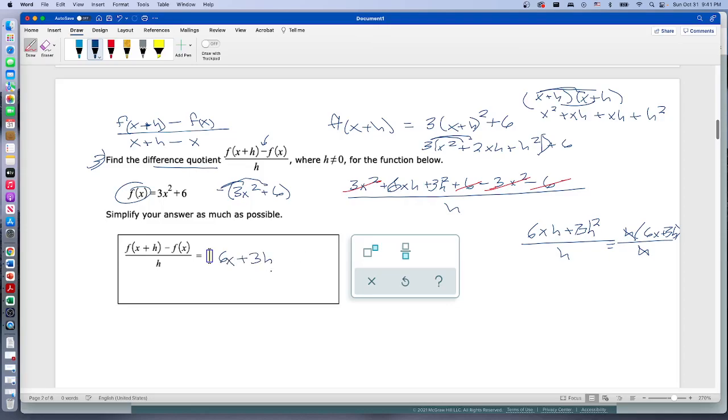And as you'll see in calculus, now we could let h become 0, and so our final answer will be 6x, and you'll see that's the slope at a point. It's what we call the derivative, and you did it here first in pre-calculus.